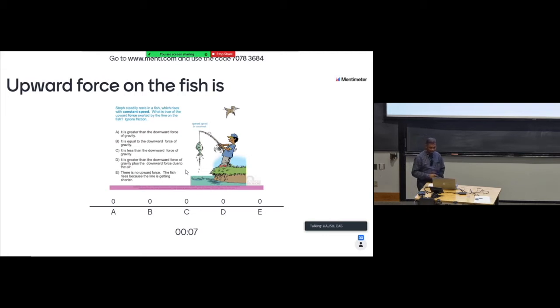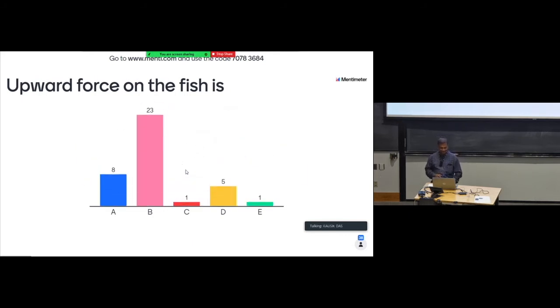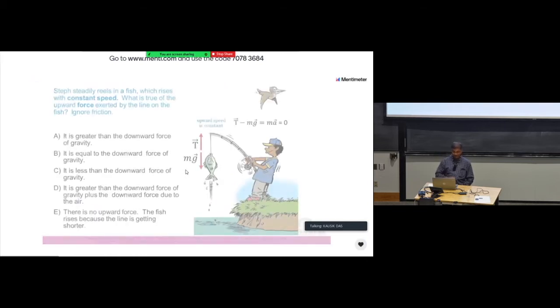Good, so there are 31 participants. Time's up. Okay, good. So it's 23 and 9, so 2/3, 1/3. So that's the distribution. I guess most of us know Newton's second law. Let us go to the second question.